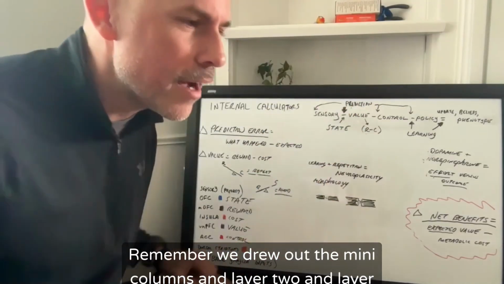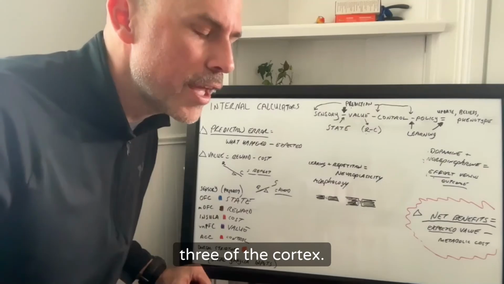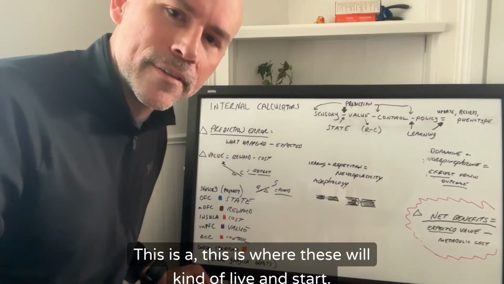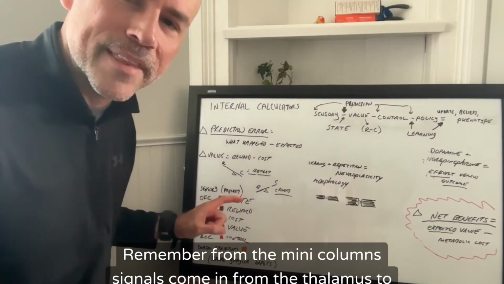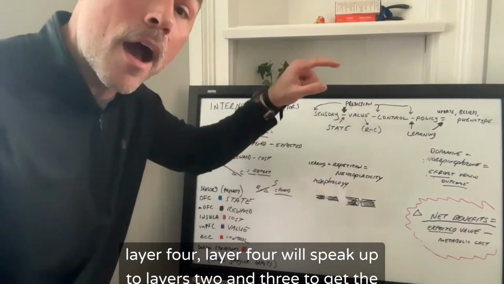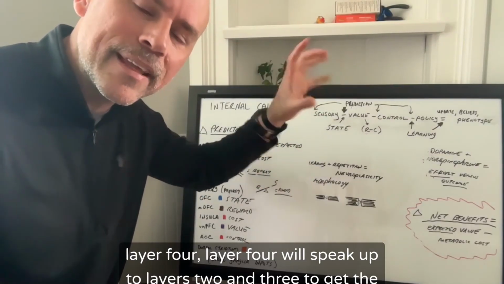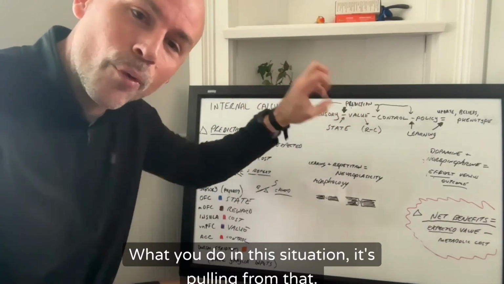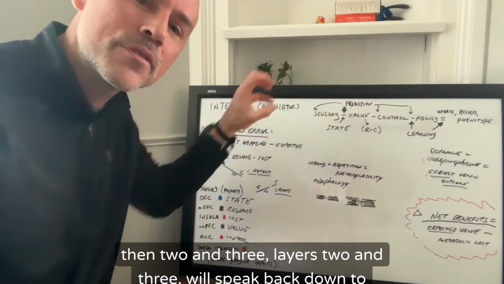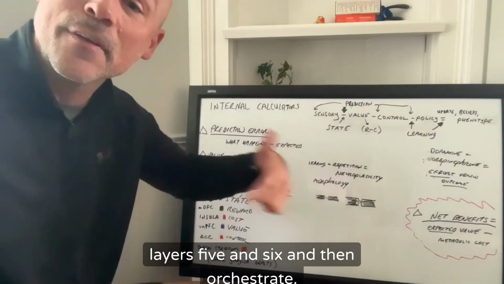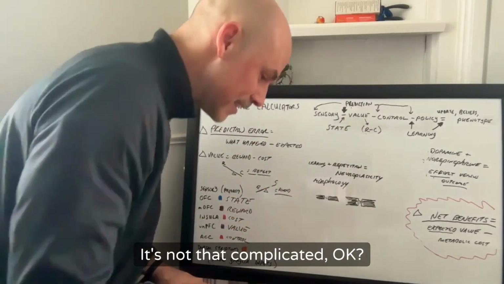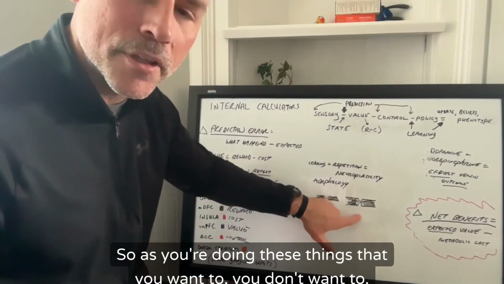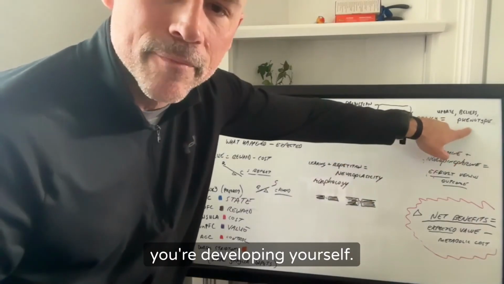Remember, we drew out the mini columns and layer 2 and layer 3 of the cortex. This is where these will kind of live and start. Remember, from the mini columns, signals come in from the thalamus to layer 4. Layer 4 will speak up to layers 2 and 3 to get the information based off of you. What you do in this situation, it's pulling from that, and then layers 2 and 3 will speak back down to layers 5 and 6 and then orchestrate. It's not that complicated, okay? So as you're doing these things that you want to or you don't want to, you're developing yourself.